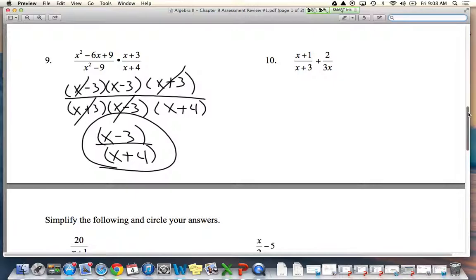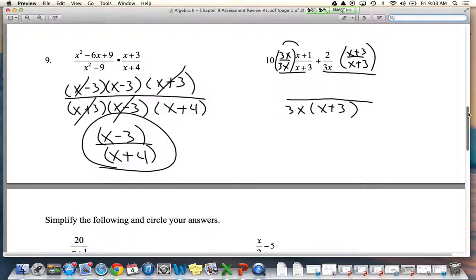Okay. Number 10 here, I'm adding fractions. I need a common denominator, and I don't have one right now. My common denominator is going to be the bottoms put together. So over on the right-hand side, I'm going to need x plus 3 multiplied to everything. And over on the left side, it's missing 3x. All right. So now I have to FOIL the tops, or not FOIL, distribute. The bottom is done. So I know that my common denominator has to be the 3x times the x plus 3. Right here, right here.